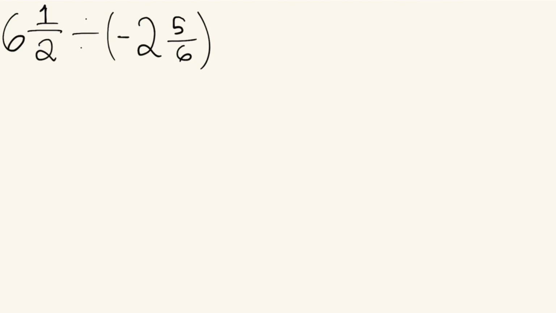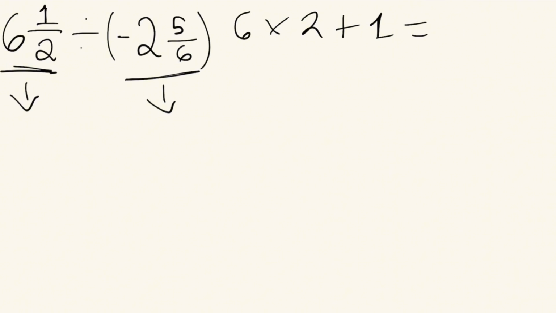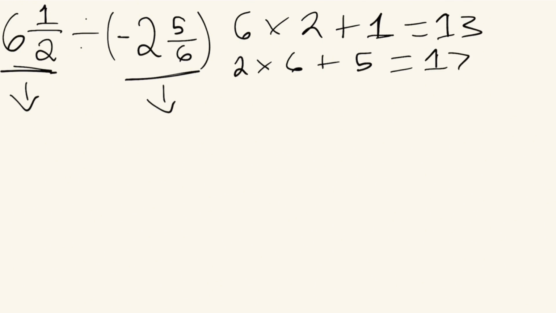Let's look at our second division problem here. We have 6 and 1/2 divided by negative 2 and 5/6. Now obviously we can't divide mixed numbers, and we always have to change them into improper fractions. So 6 times 2 plus 1, and we have 2 times 6 plus 5. So now we have to figure out what these equal. 6 times 2 plus 1 equals 13, and 2 times 6 plus 5 equals 17. So now we have 13 over 2 divided by negative 17 over 6.